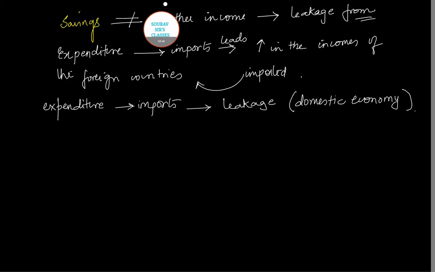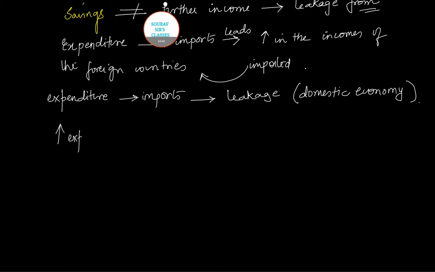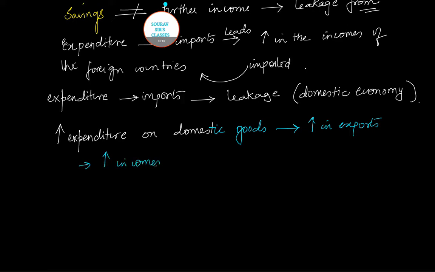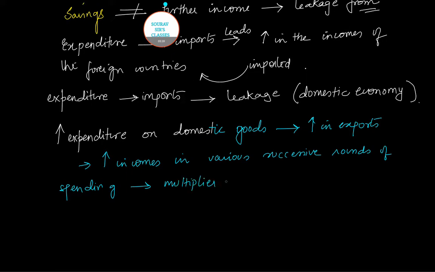Okay? However, the increased expenditure on domestic goods, that is goods produced in the home country, as a result of the increase in exports, will go on increasing incomes in various successive rounds of spending, and this will go on till the multiplier fully works itself out.